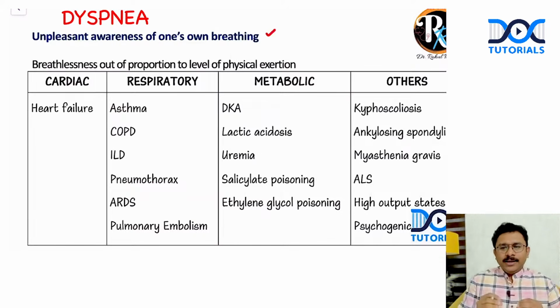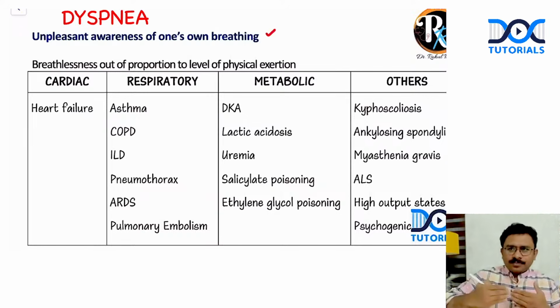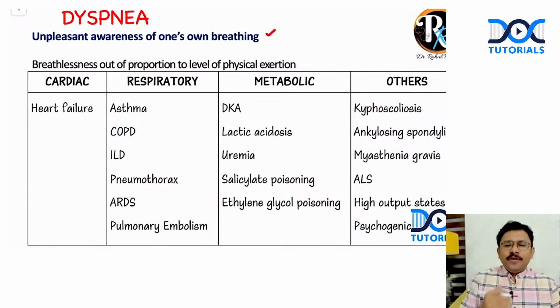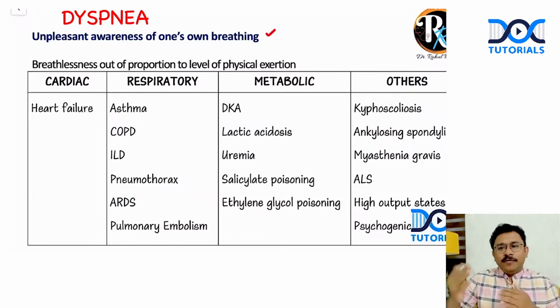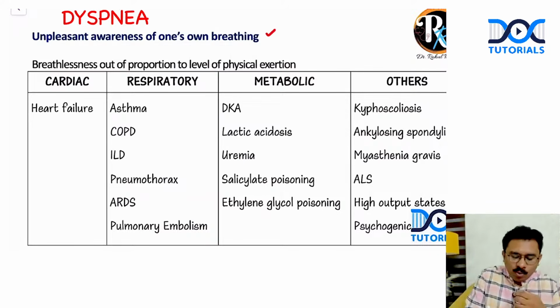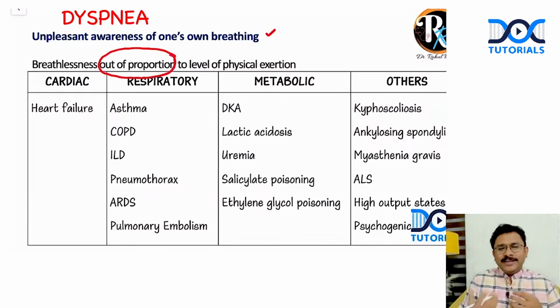What does that mean? See, suppose I am running for 50 meters. If I am running for 50 meters, I may also have breathlessness, and maybe another patient who has some sort of respiratory disease or cardiac disease may also develop breathlessness. But if, after running 50 meters, somebody is too breathless, that is when you say this is out of proportion to the level of physical exertion. That is what is called dyspnea. Then definitely the examiner will ask you about the causes of dyspnea. Because when you take the history, you have to say, see, let me tell you one thing.